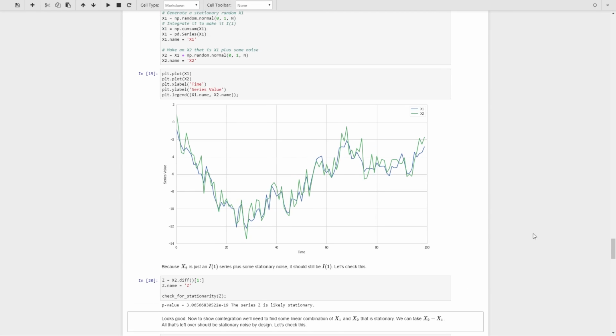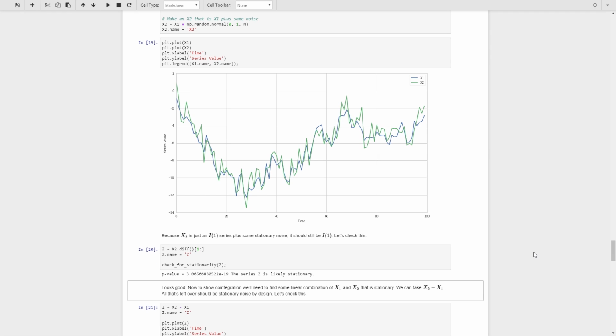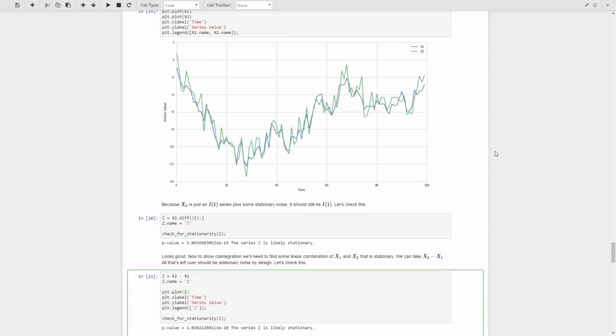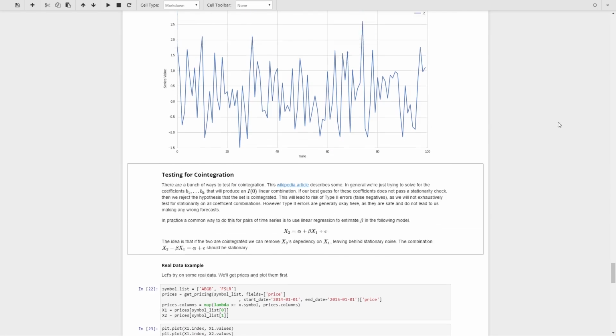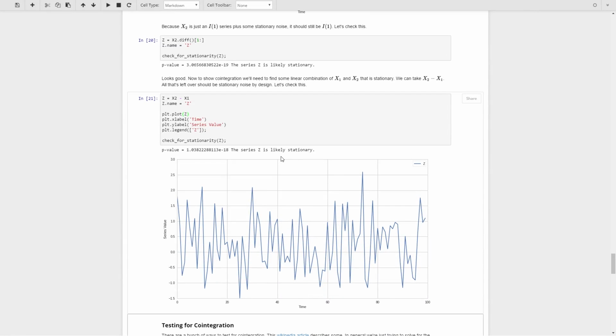Awesome. So by construction, we already kind of know what this linear combination is going to be. So we just say that z is equal to x2 minus x1. We'll plot that and check for its stationarity here. And we see that z is likely stationary. That means that x1 and x2 are co-integrated. Fantastic.